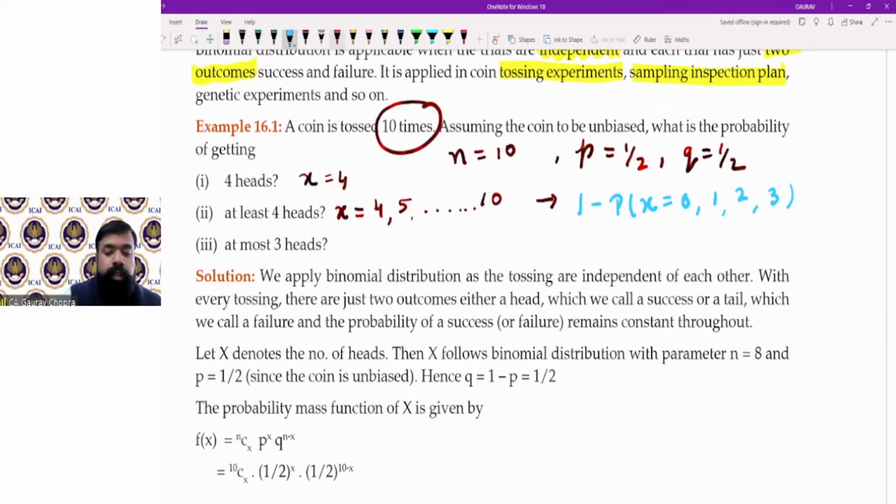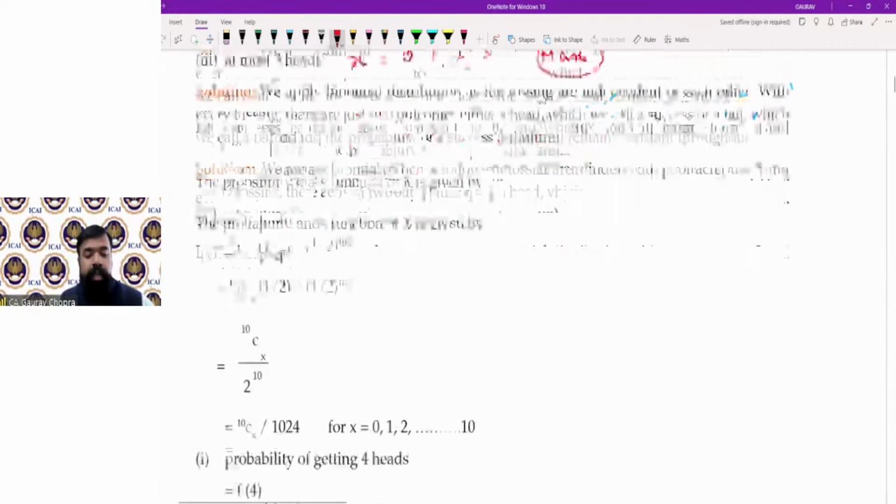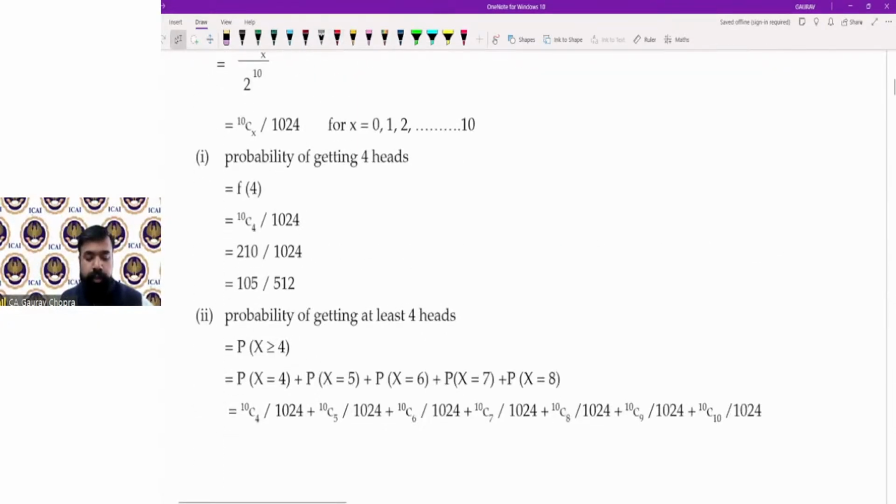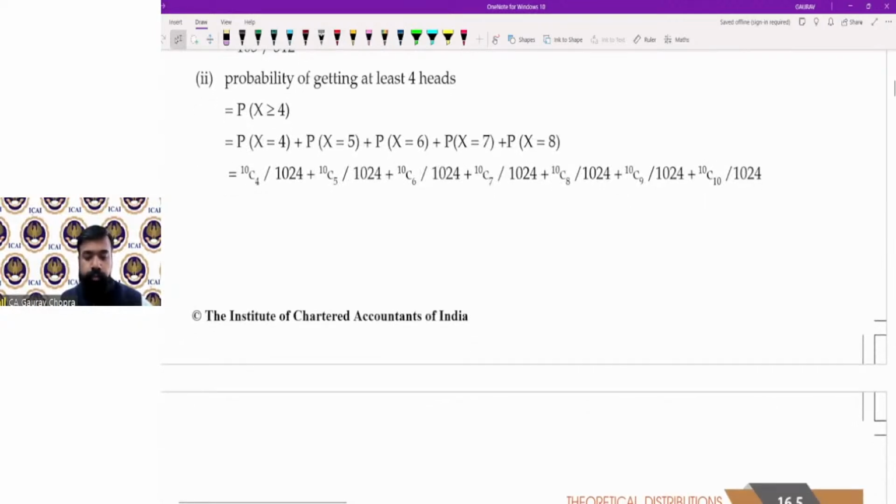And then comes the third part, which is at most 3 heads. So x will be 0, 1, 2, 3. At most means maximum. So maximum 3 heads. So 0, 1, 2, and 3. Okay. Now you can easily apply the formula and get your results.